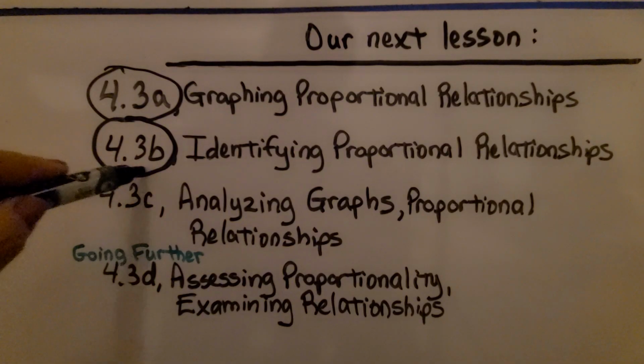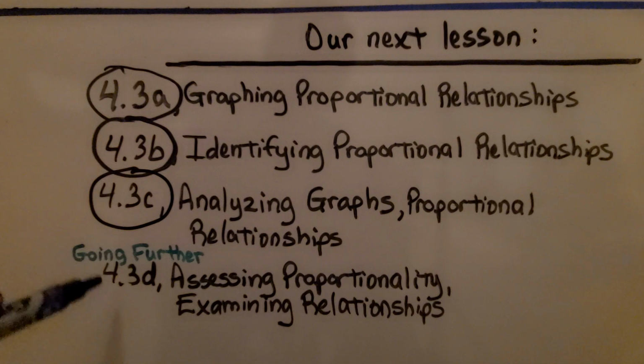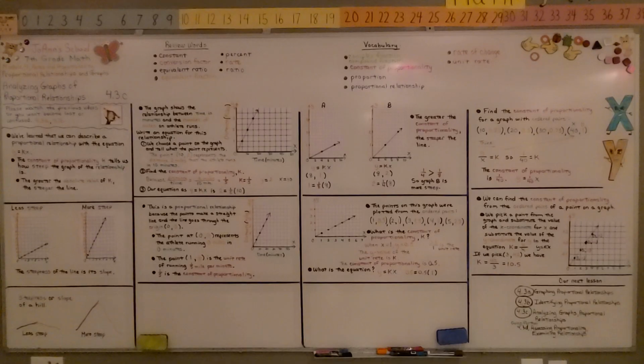We're finished with 4.3c. We're going to go on to the going further section at the end of this lesson, and that's assessing proportionality, examining relationships.